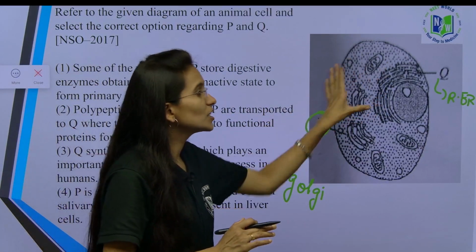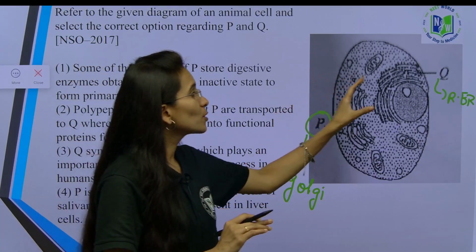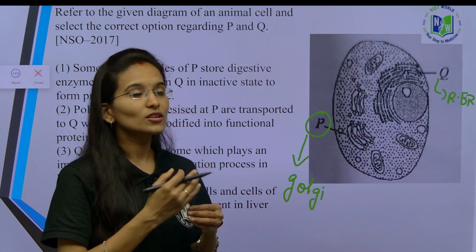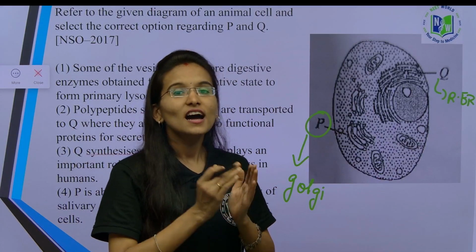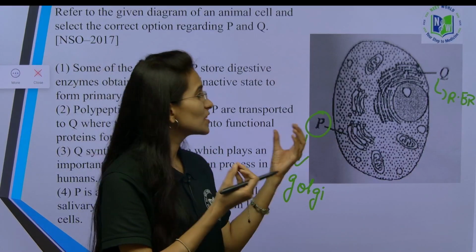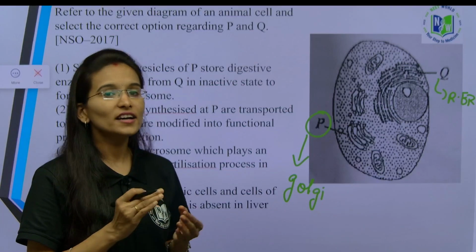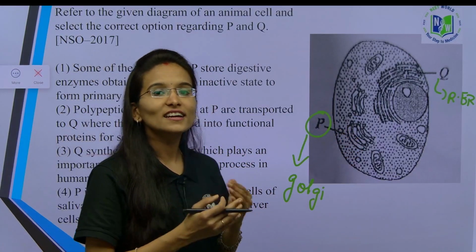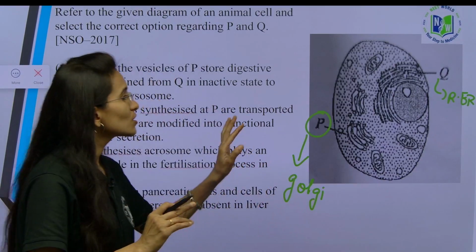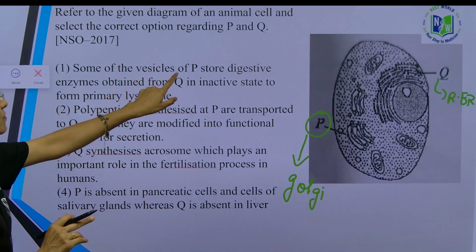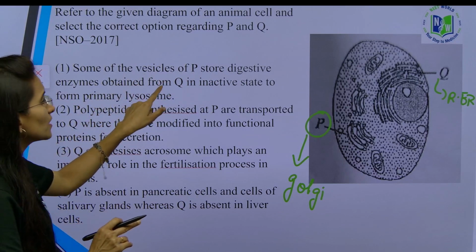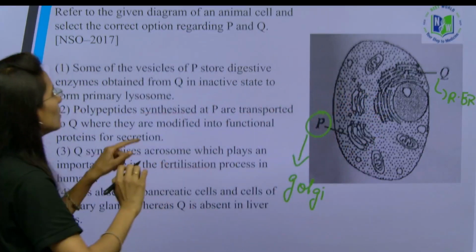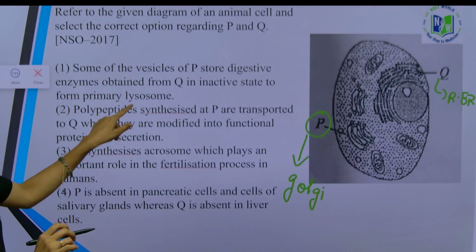Here you need to understand the concept. The proteins synthesized in the rough endoplasmic reticulum are packed inside vesicles, and after packaging, the vesicle with the protein is modified inside the Golgi apparatus, then secreted, and later fused with the lysosomes. So the vesicles of P store the digestive enzymes obtained from Q in an inactive state to form the primary lysosomes.